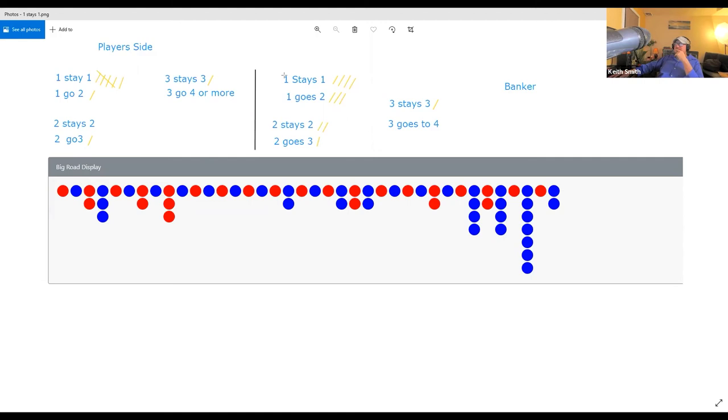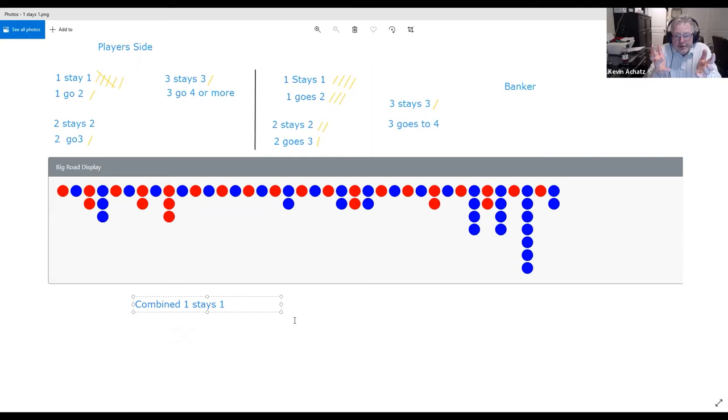Now, sometimes you're going to get one stays one, and then one goes to two on the player side or the banker side, doesn't matter. You're going to see one stays two, two stays two, or two goes to three. And then it goes back and forth. What you're looking at, V87, the visual 87% solution, is specifically designed to give you a couple of wins in the average shoe.